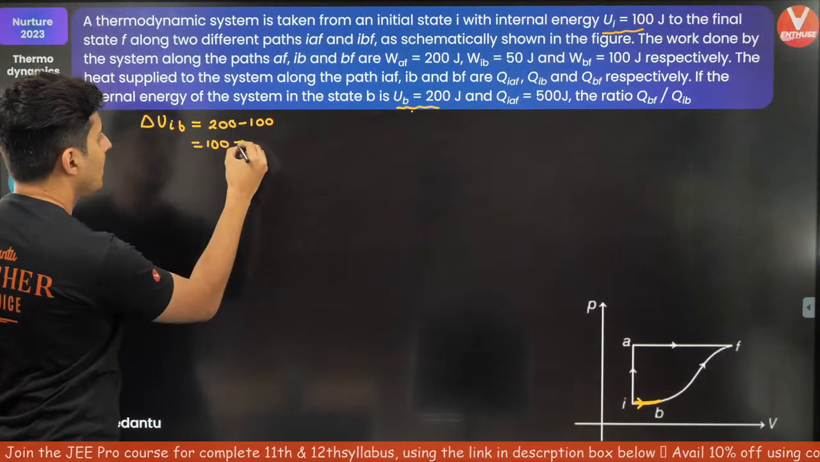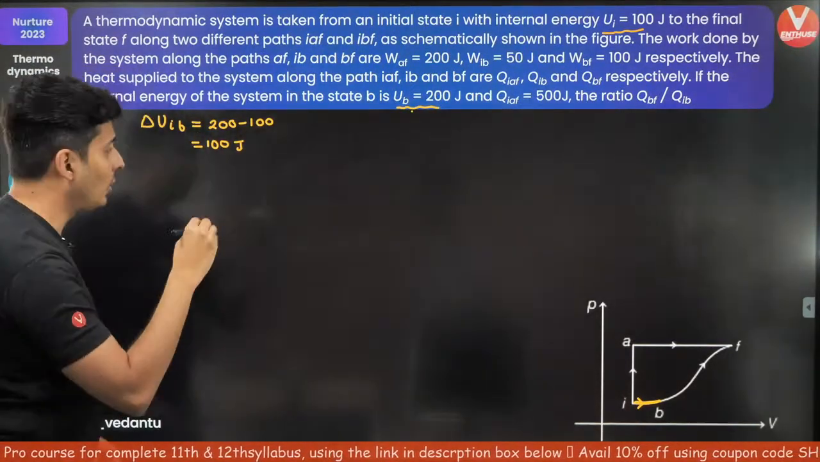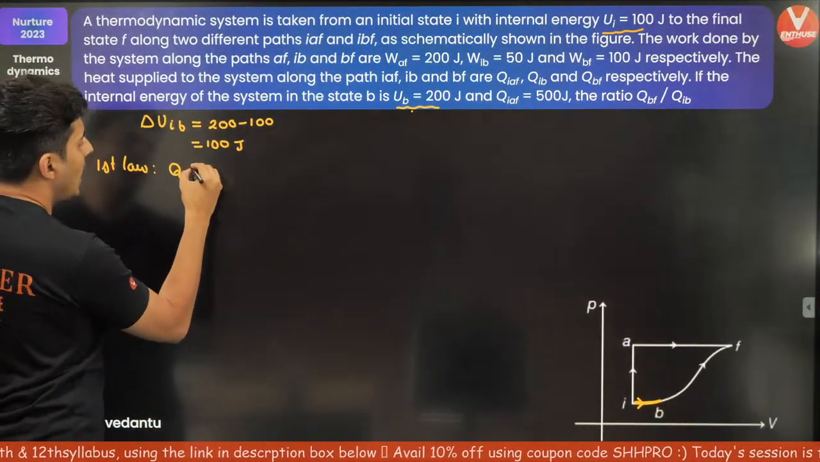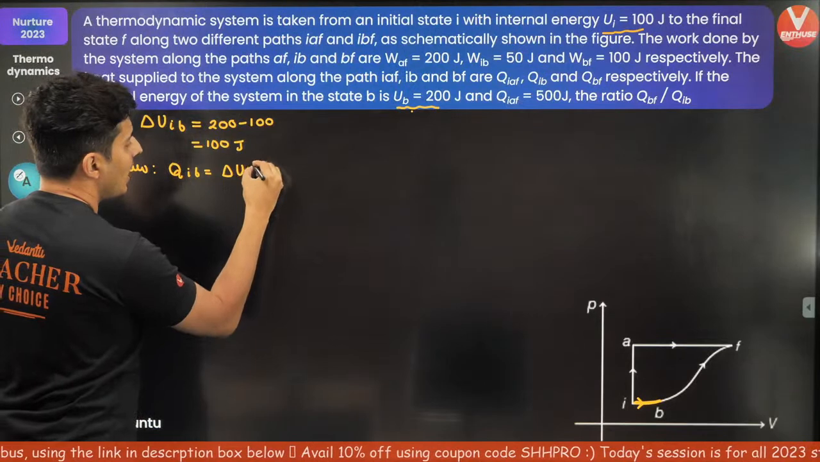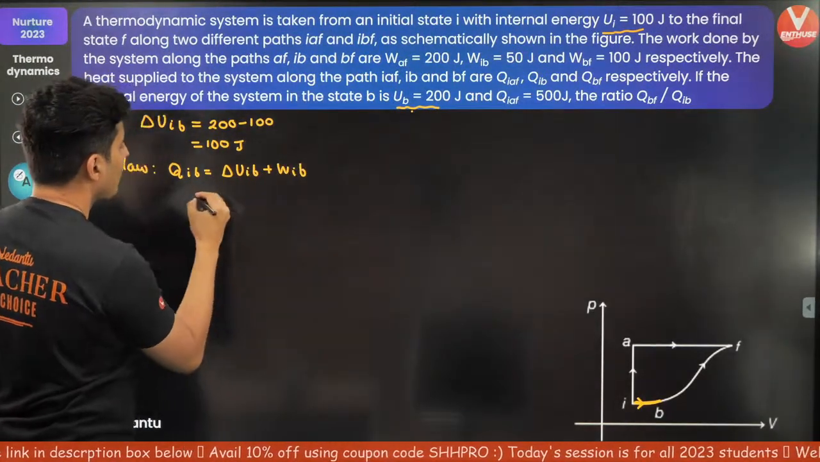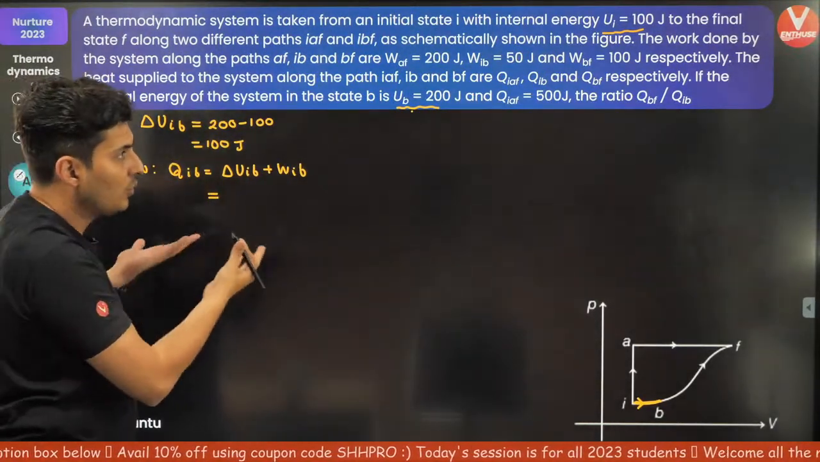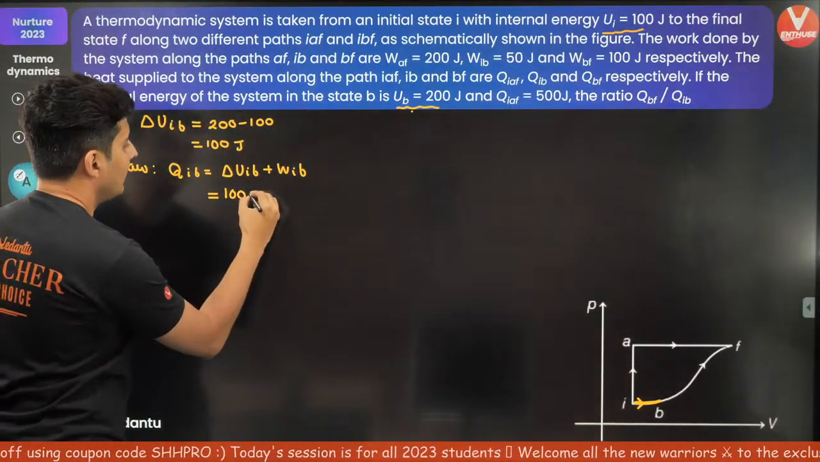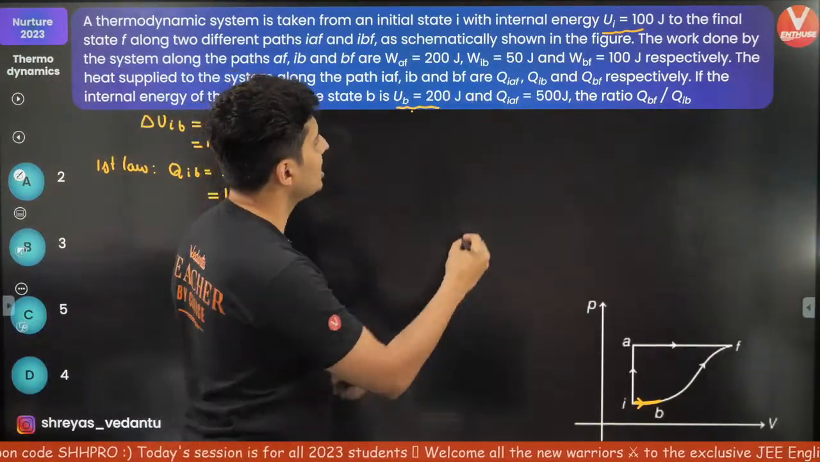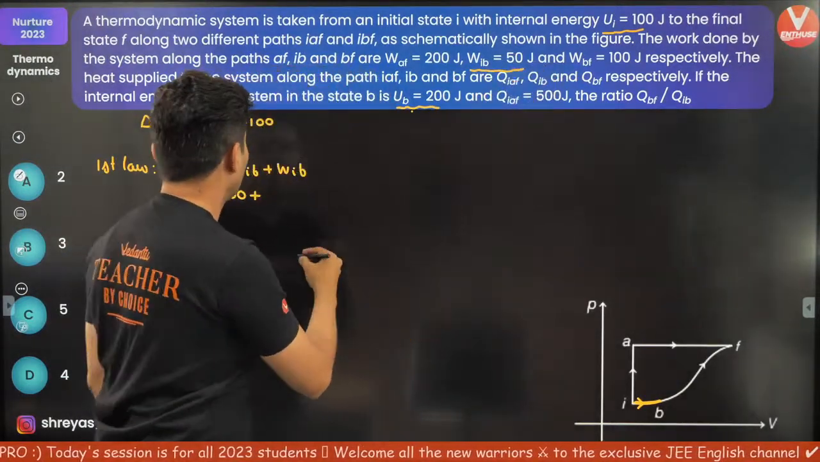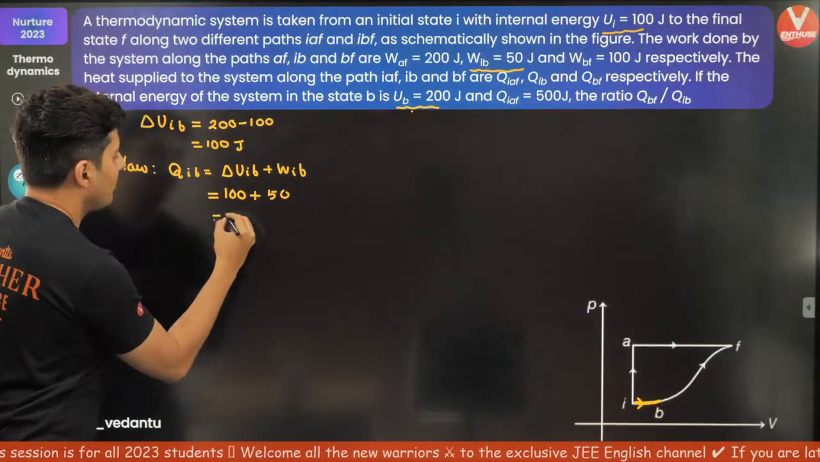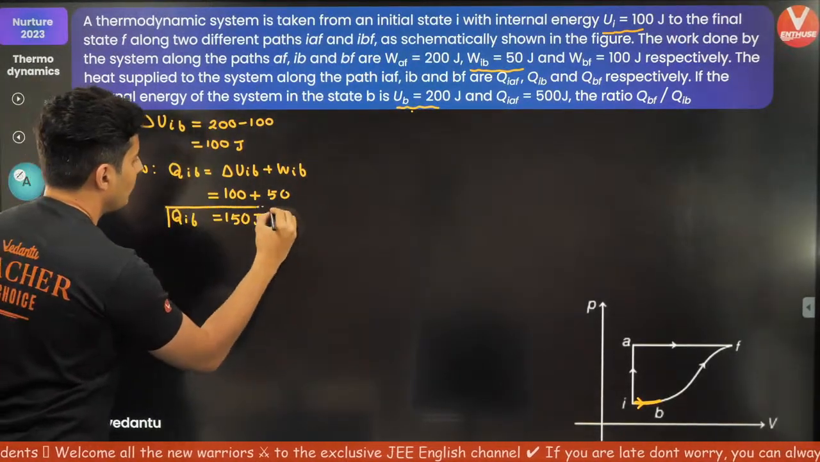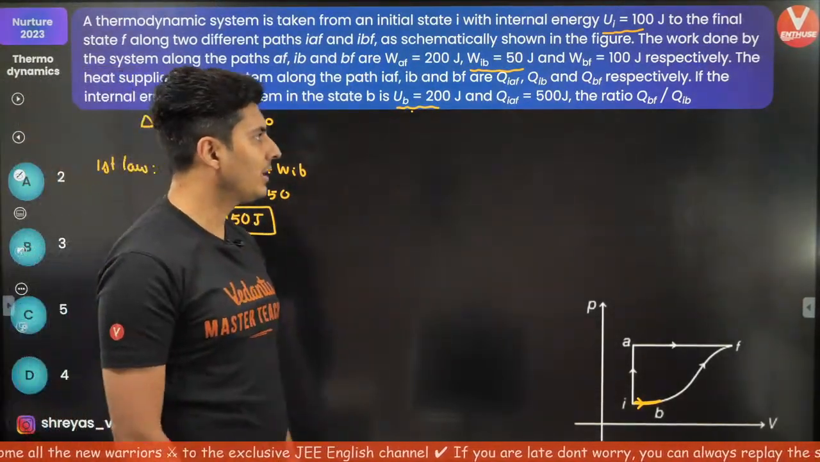Okay. Now, using first law, can I not say QIB is equal to delta UIB plus WIB? Now, QIB, I don't know, that's what I need to find. Delta UIB, I just figured it out as 100. WIB is mentioned right over here, 50. So plus 50. So this will be 150 joules. So that is QIB. I'll just block it and keep it.